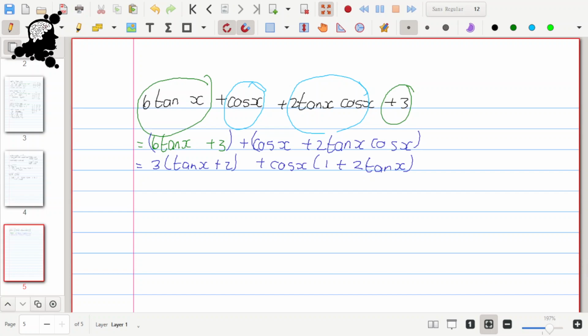There we have it. We're done. We can't simplify this any further. Usually what would happen is you would have the brackets have the same expression and then you would factorize that as a common factor. But in this instance, we do not have such a setup, so this would be our final step.